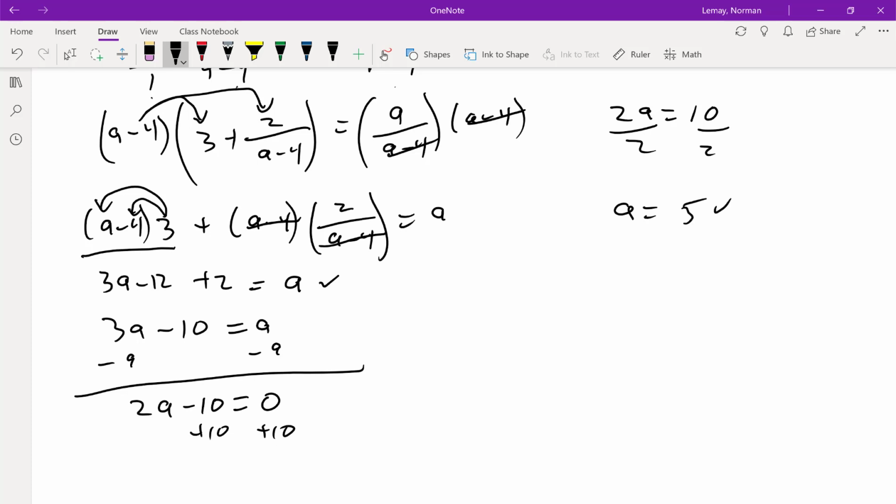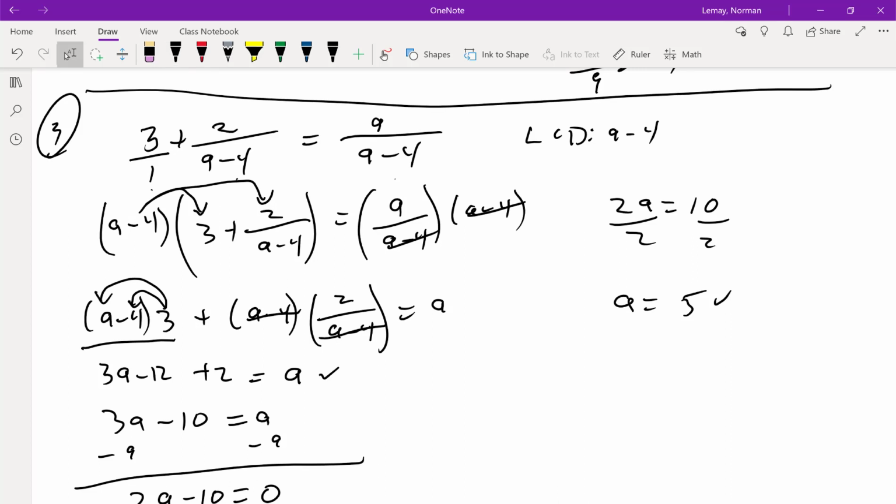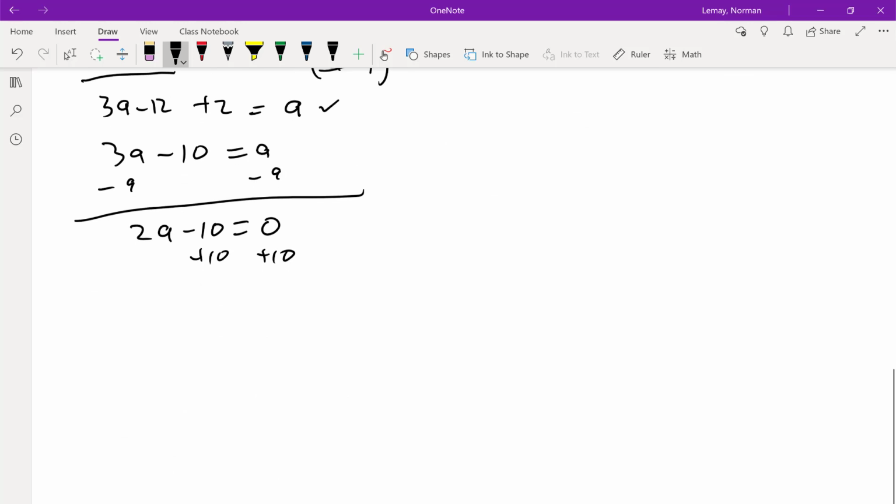And due to time, I'll just pause on verifying, but I guess we can really quick. So let's just note that that's 3 plus. Notice a minus 4 is 1, so 3 plus 2 equals 5. And then 5 over 5 minus 1, which is 1, so 5 equals 5, so this works.